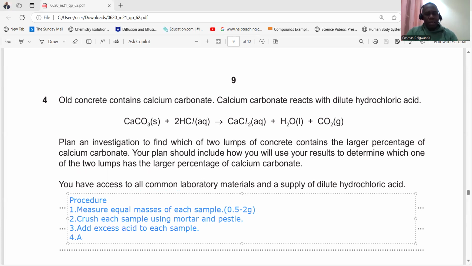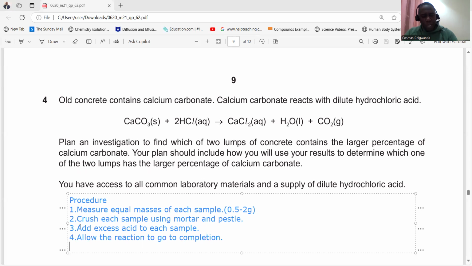Right, and then we say allow the reaction to go to completion. How do you do that when the reaction is happening? Maybe you can monitor fizzing. After fizzing is done, then you can actually suppose the reaction has gone to completion.